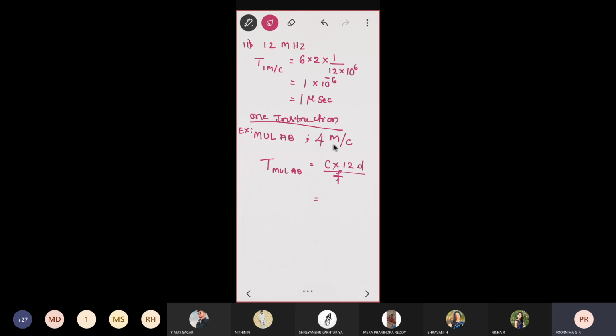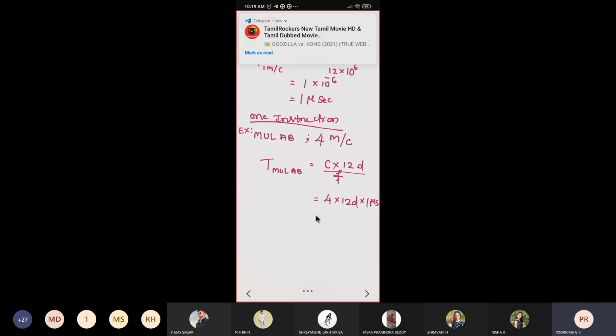C represents the number of machine cycles. 4 machine cycles into 12D into 1 by F is T. T is how much? 1 microsecond. Wait, this is 1 machine cycle, right? 12D won't come. How much is the total period of this instruction?